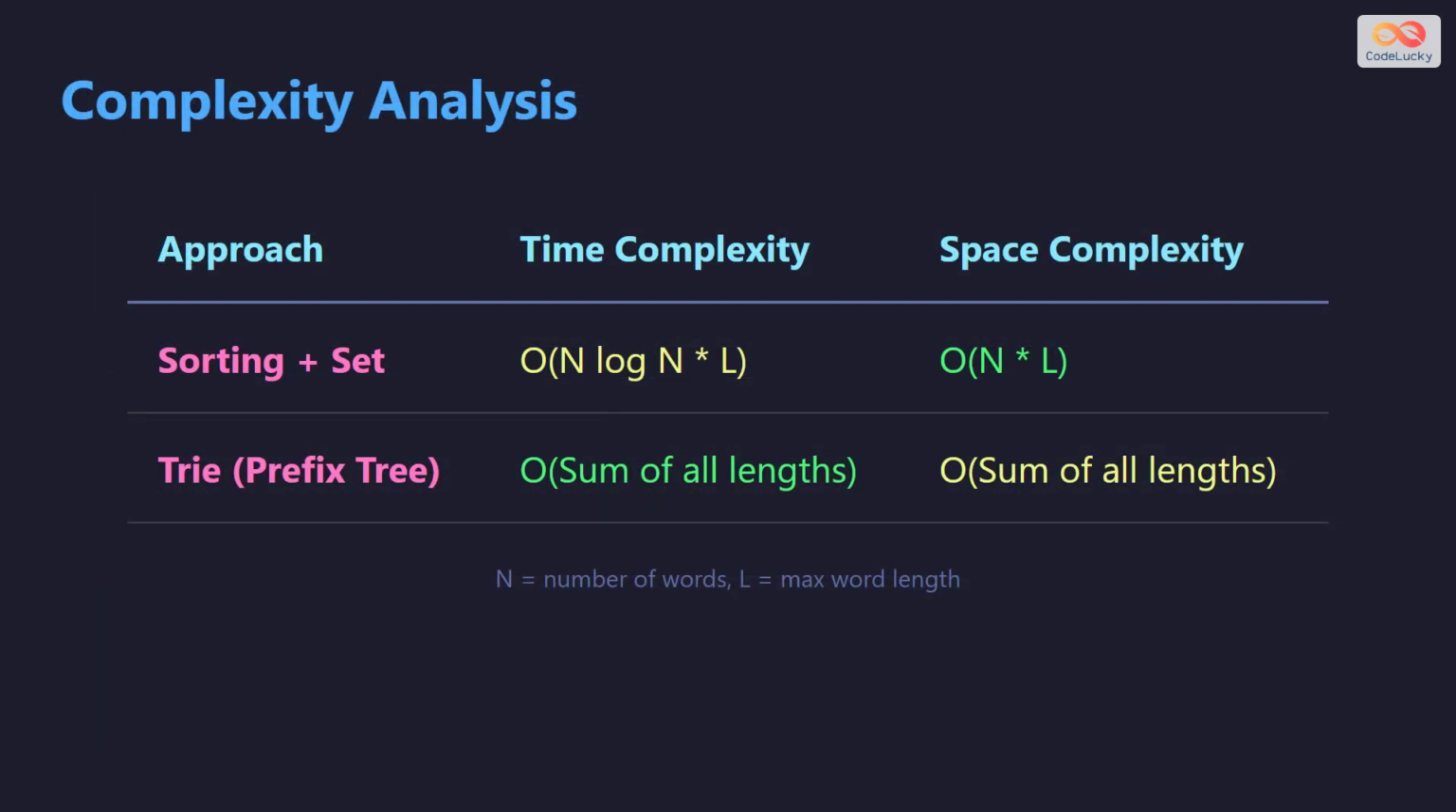Let's compare the two methods. The sorting and set approach has a time complexity of O(n log n times L) due to the sorting step, where n is the number of words and L is the maximum word length. The trie approach is generally O(sum of all word lengths) for both time and space. Both are efficient, but the trie is often preferred for its theoretical elegance in string problems.